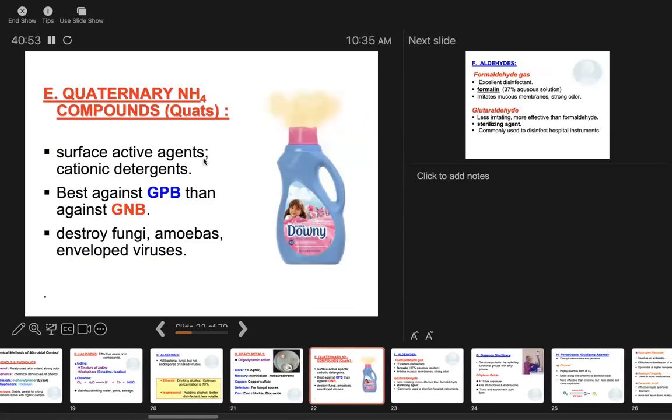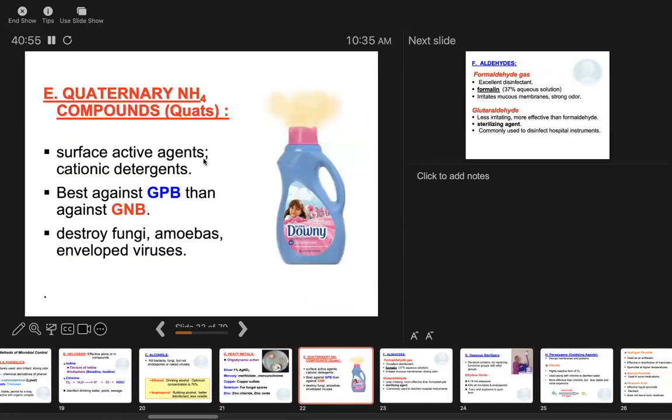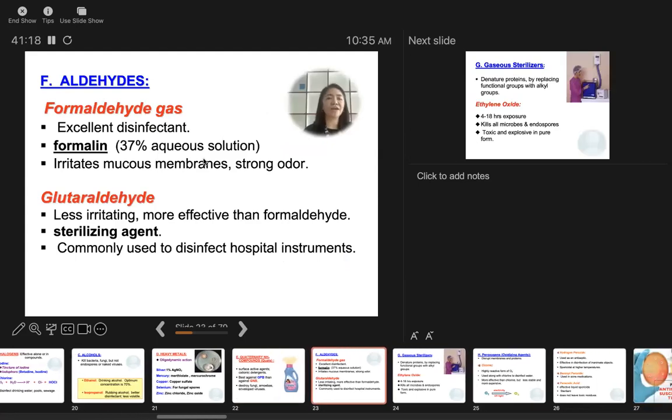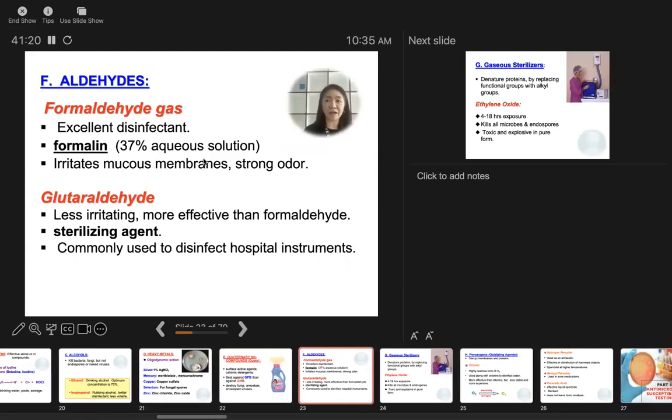And then we have the quaternary ammonium compounds, or the quats. These are surface active detergents, cationic agents, like soaps. They are best against gram-positive than against gram-negative, so they are more effective against gram-positive. They can destroy fungi, amoebas, and even enveloped viruses. And then we have aldehyde. So we have aldehyde gas. It's an excellent disinfectant.